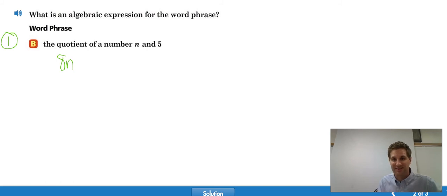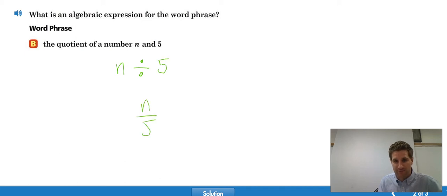I got to erase that. The quotient of a number, we talked about before, quotient would mean division. So we take the first number, n, then the quotient means to divide, and then we're going to have 5. We could do n divided by 5 as well. That would work. So either one of those would be fine. And let's do one more.